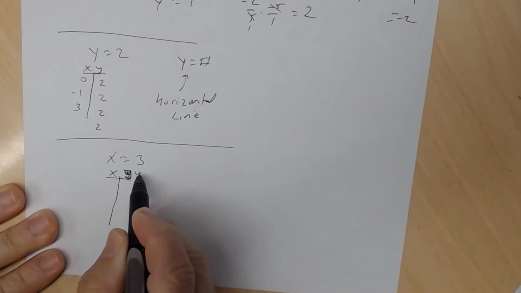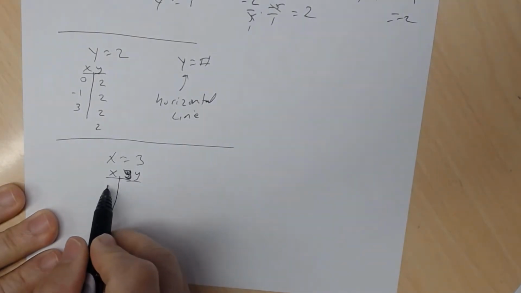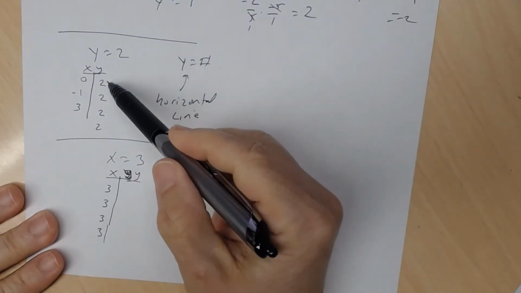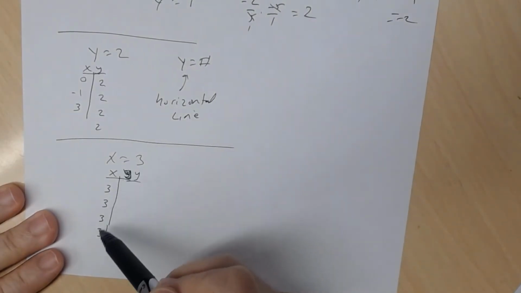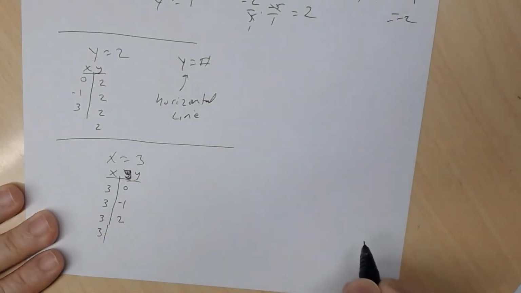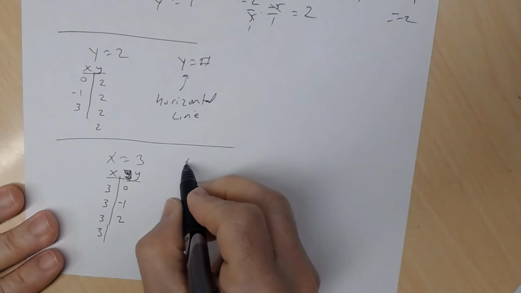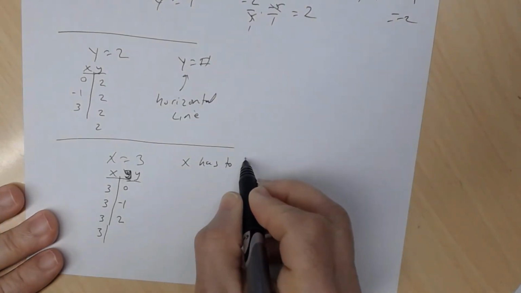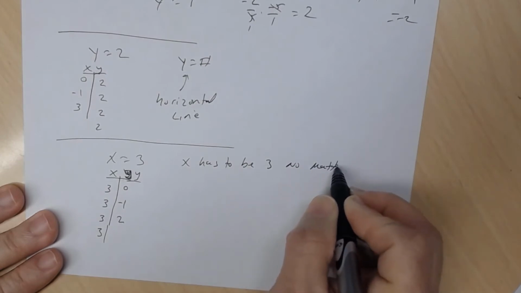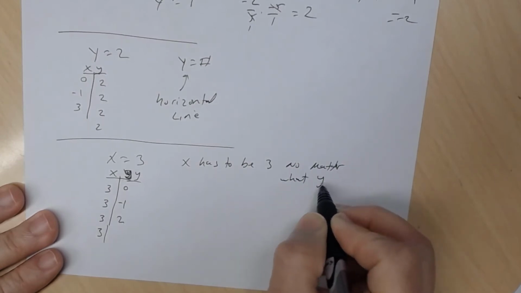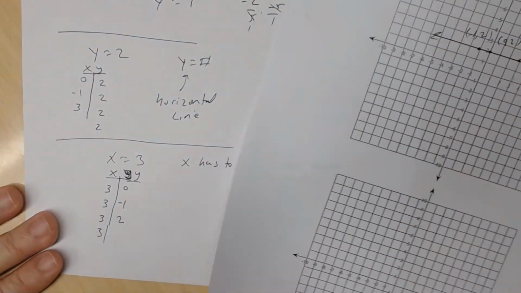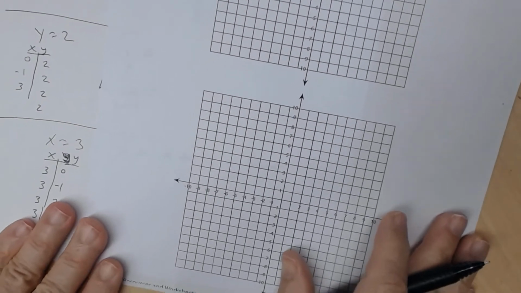oops, that's y. x has to be equal to 3. All the way down, that has to be 3. Just like right here, y had to be 2. Here that says x has to be 3, no matter what y is. So x has to be 3, no matter what y is.